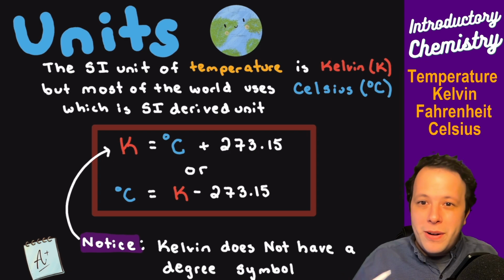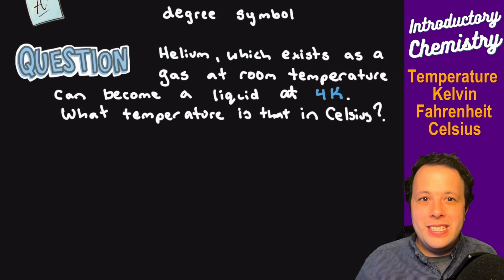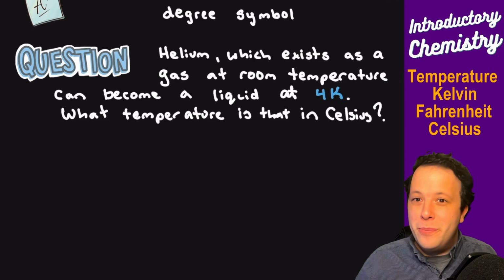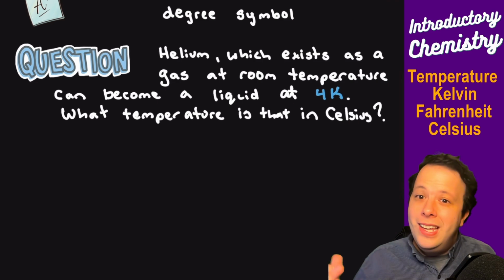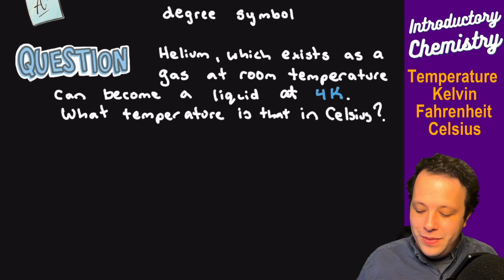So let's try to practice a problem to solve for Celsius or Kelvin. Let's take a look. Helium, which exists as a gas at room temperatures, can become a liquid. So think about all the helium that you have in balloons at birthday parties that floats. It can become a liquid. But that happens at 4 Kelvin. At what temperature is that in Celsius?